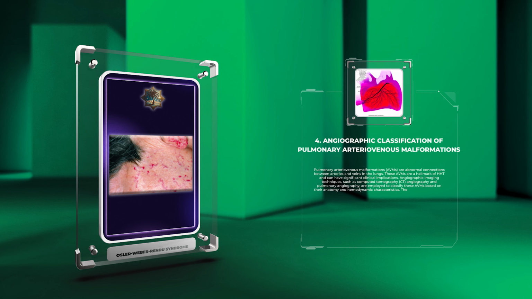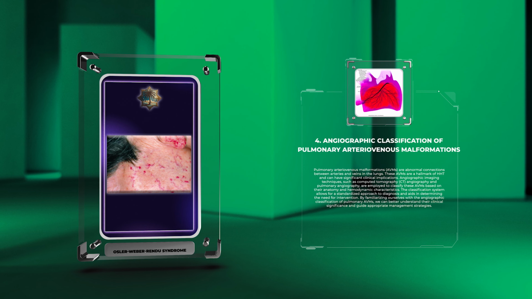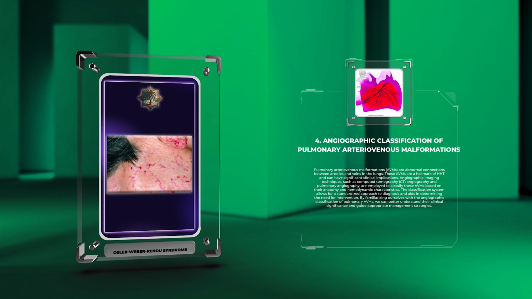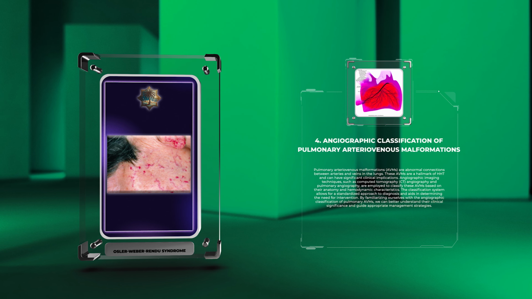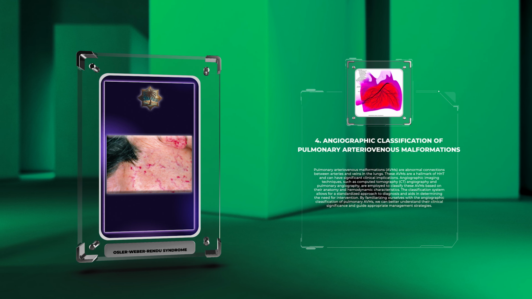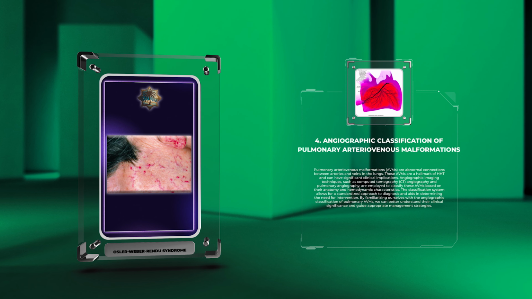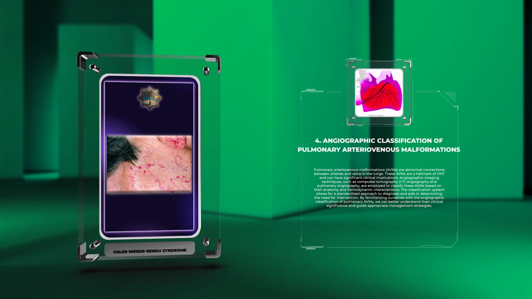Pulmonary arteriovenous malformations, AVMs, are abnormal connections between arteries and veins in the lungs. These AVMs are a hallmark of HHT and can have significant clinical implications. Angiographic imaging techniques, such as computed tomography, CT, angiography and pulmonary angiography, are employed to classify these AVMs based on their anatomy and hemodynamic characteristics. The classification system allows for a standardized approach to diagnosis and aids in determining the need for intervention. By familiarizing ourselves with the angiographic classification of pulmonary AVMs, we can better understand their clinical significance and guide appropriate management strategies.